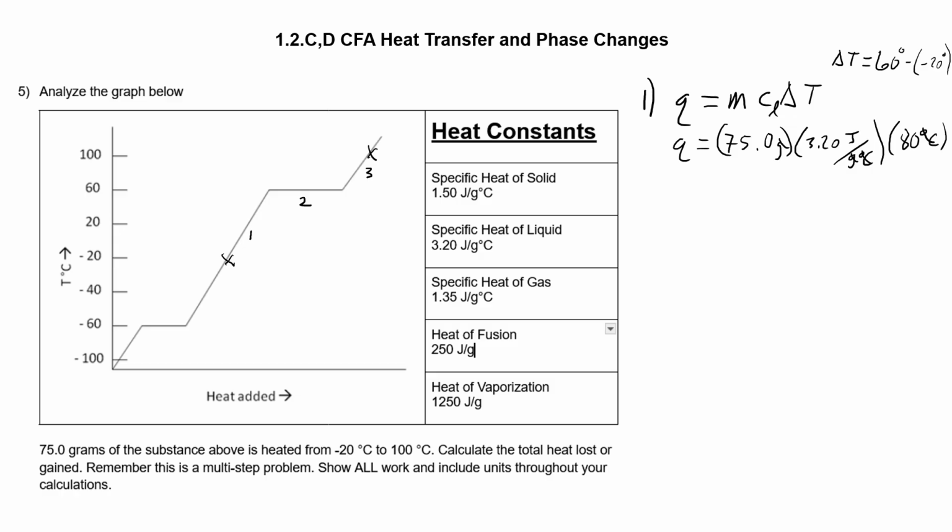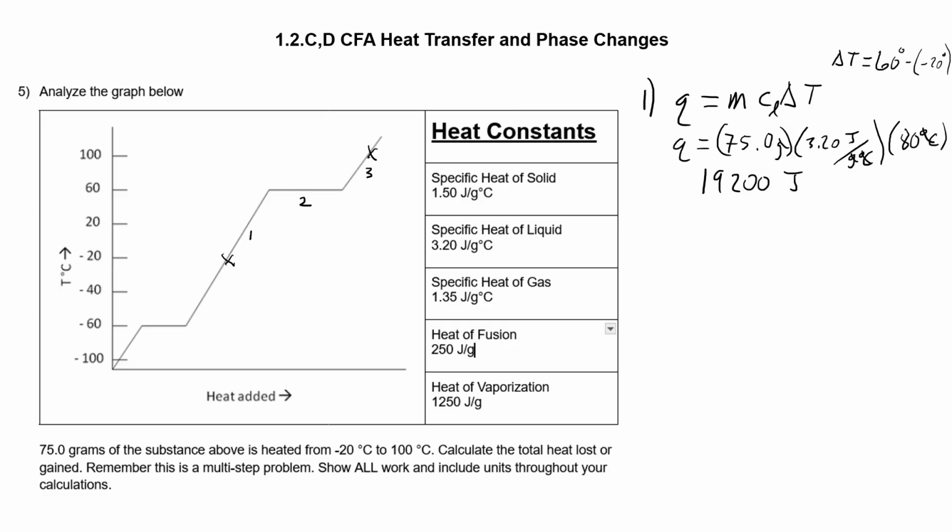Let me pull my calculator up real quick. 75 times 3.2 times 80. And I get 19,200 joules for segment 1.